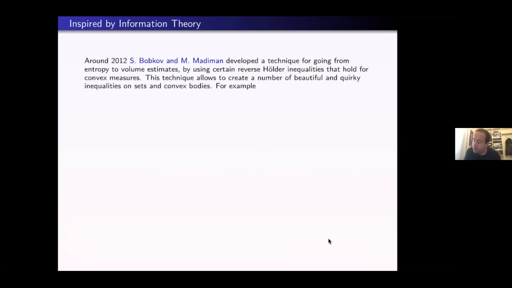Some of the people who were doing it are Sergey Bobkov and Mokshay Madiman. They created a technique of how to do it, which is very smooth, very nice, and produces a lot of very interesting inequalities. So I actually love them. And this can be a separate talk.